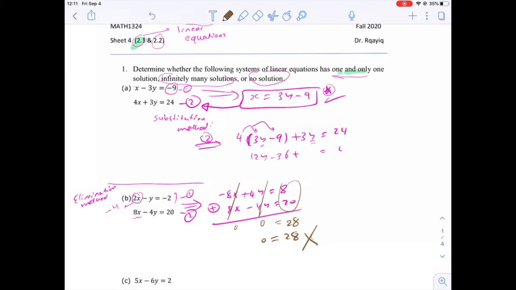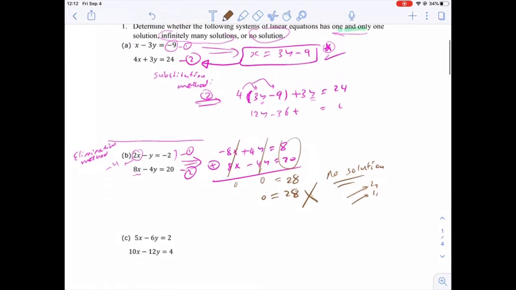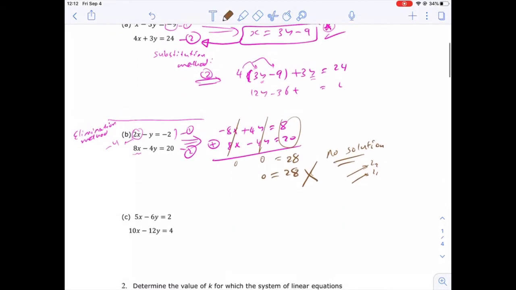If we get a statement that's not true, like 0 equals 28, that's impossible, then we say that there is no solution, meaning that the two lines are parallel to each other. So no solution. Now let's do the third problem.